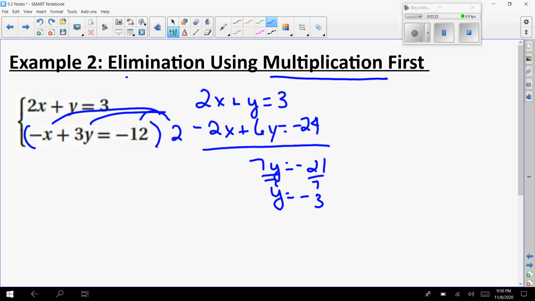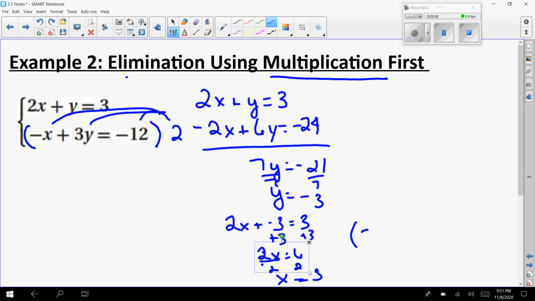I then take the negative 3 and plug it into one of the original equations to find my x. So I have 2x plus negative 3 equals 3. I have to add 3 to both sides, and I have 2x equals 6. Divide both sides by 2, and I have x equals 3. So our point is 3, negative 3.